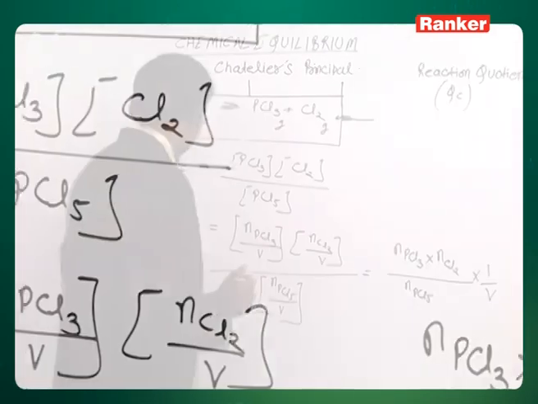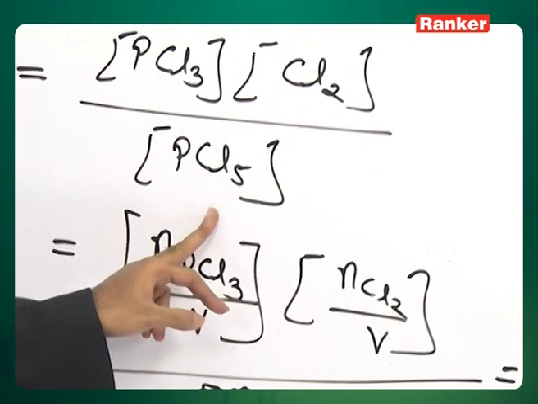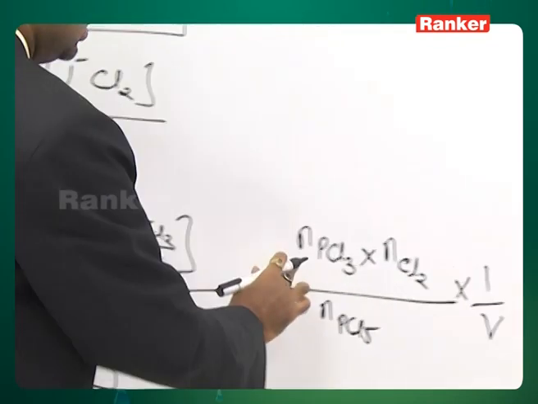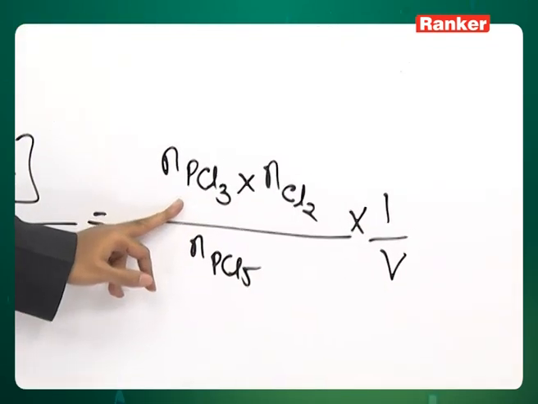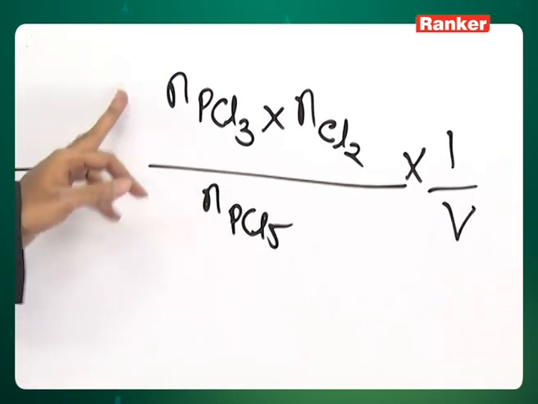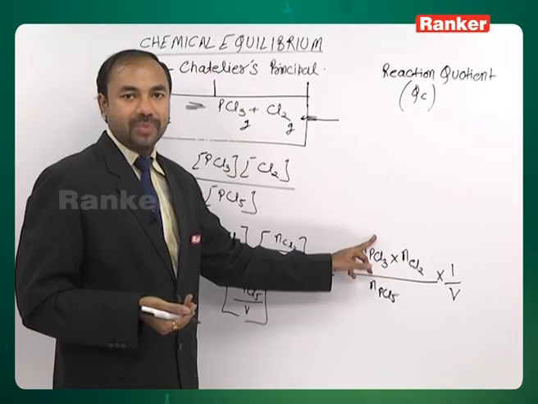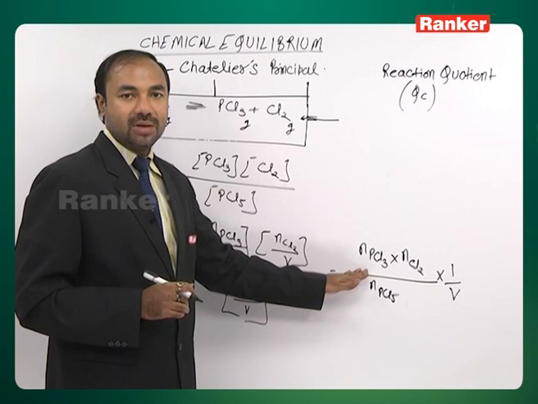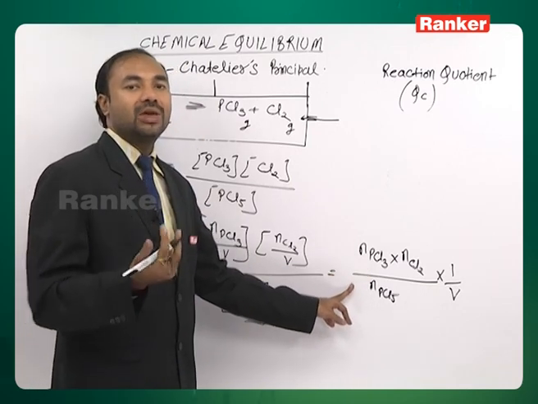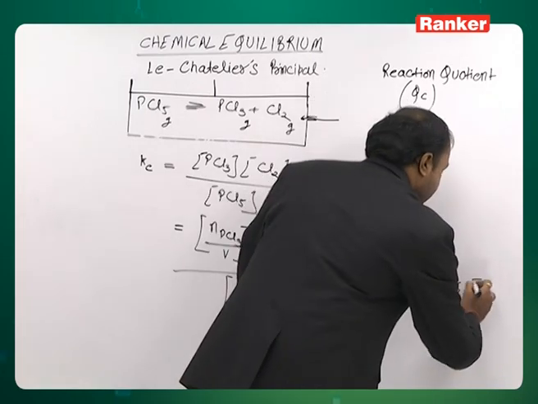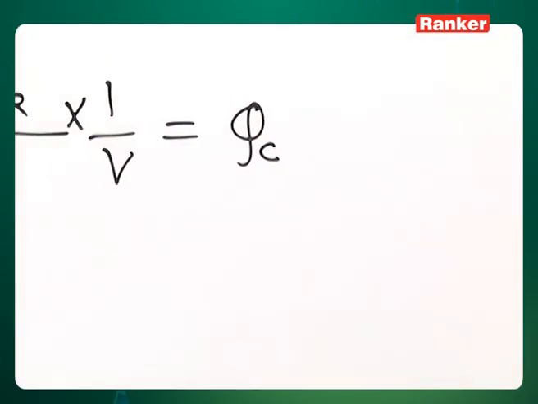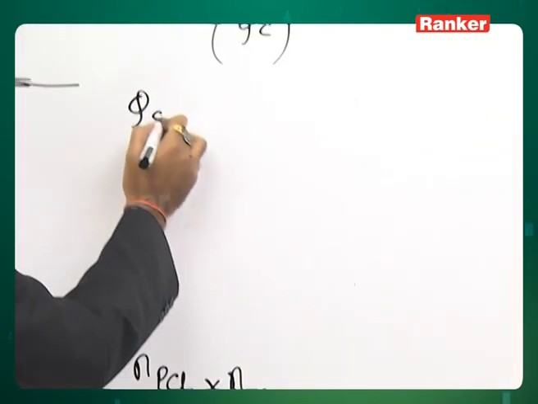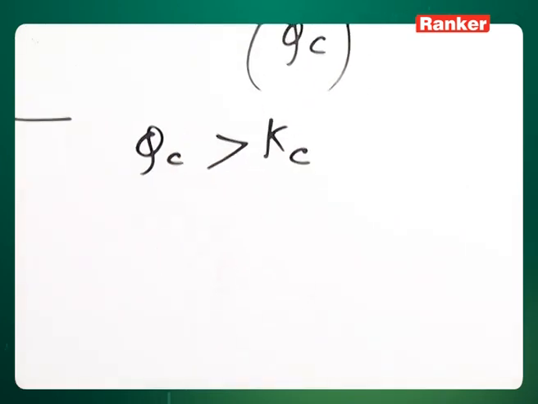Now see what happens. At equilibrium, this ratio must be equal to Kc. Now, you increased moles of PCl3. As soon as you increased moles of PCl3, the value of the numerator increased. The value of the denominator remained the same. As a result, the equilibrium got disturbed. The value of this ratio will not be equal to Kc. Now, this will be called QC, the reaction quotient. In this case, QC right now will be greater than Kc.